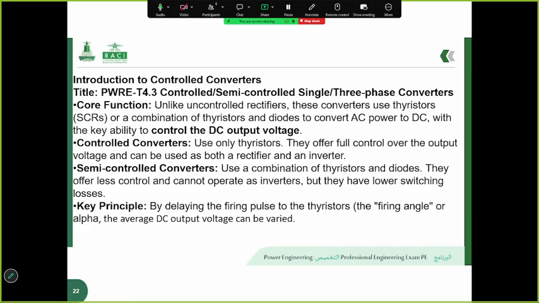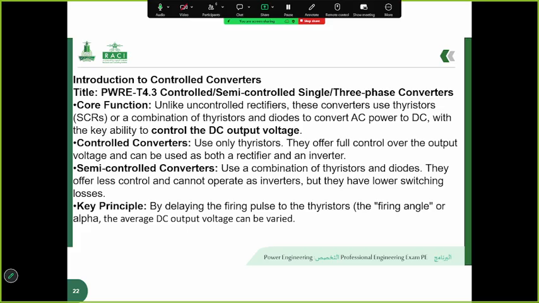Another converter is the semi-controlled converter. A semi-controlled or half-controlled converter uses a combination of thyristors and diodes. For a single-phase bridge, 2 thyristors and 2 diodes are used, while a three-phase bridge uses three thyristors and three diodes. This configuration reduces the number of expensive and complex to control thyristors. However, the presence of the uncontrolled diodes limits the converter's functionality.